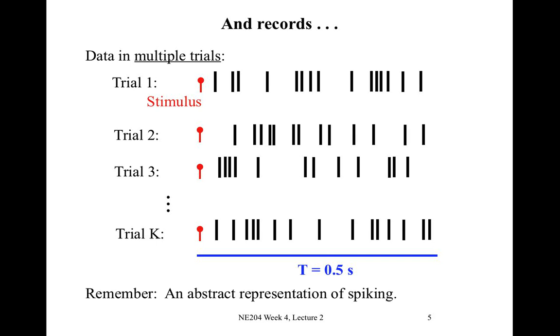so the length of the trial is 0.5 seconds. And remember, what we're showing here is an abstract representation of the spiking. So here we're showing tick marks to indicate the spike times. The voltage trace that he's actually observing is much more complicated, and we'll get into that later in the semester.